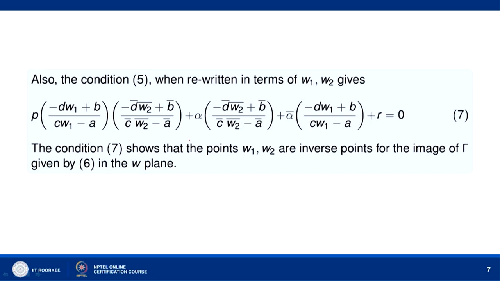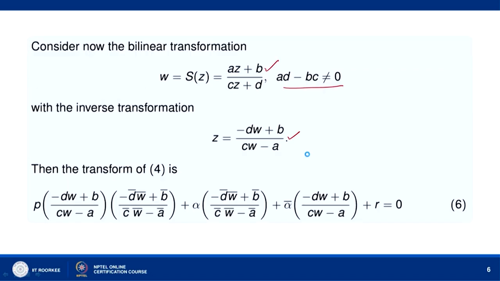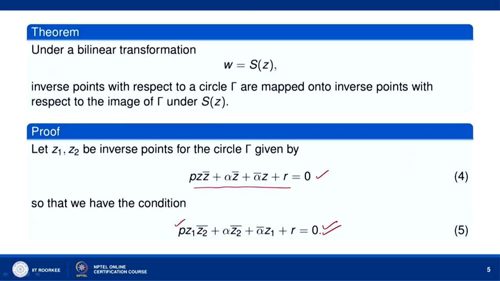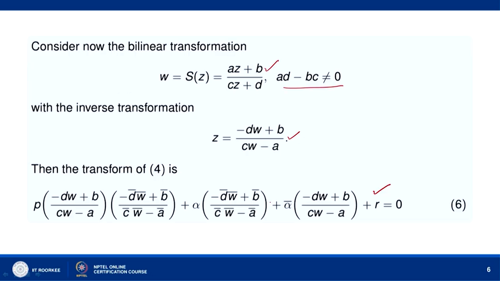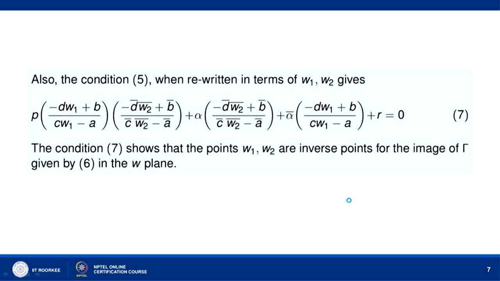And you can see that this condition shows that the points W1, W2 are inverse points for the image of gamma given by 6. This is the image of gamma. So, when we want to write the condition for W1, W2 to be the inverse points with respect to this image, the condition is this one, and this condition we are using. You can see we are getting here, P Z1 Z2 conjugate plus alpha Z2 conjugate plus alpha conjugate Z1 plus R equal to 0, it is of that type. So, this condition tells us that W1, W2 are inverse points for the image of the circle under W equal to S z. The image is given by the equation 6.